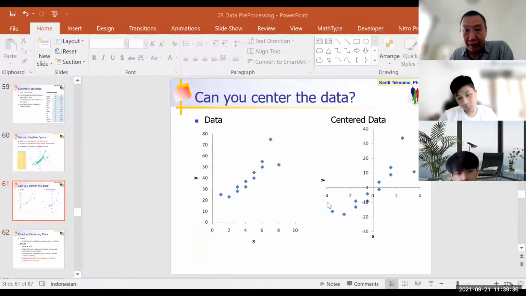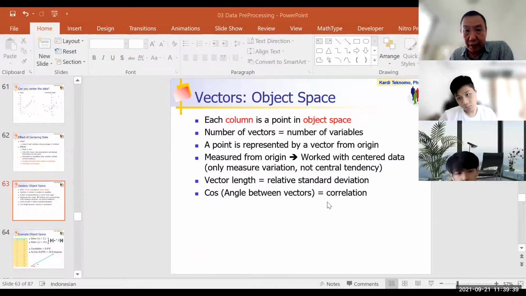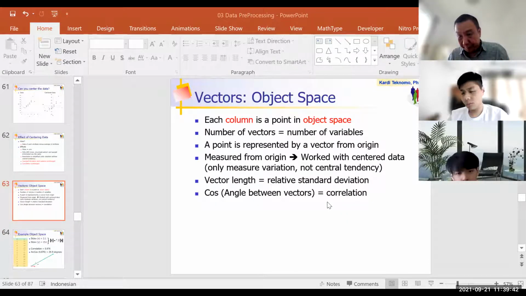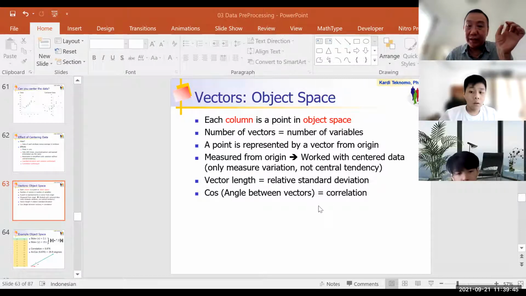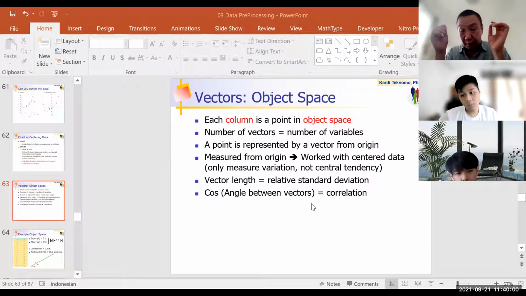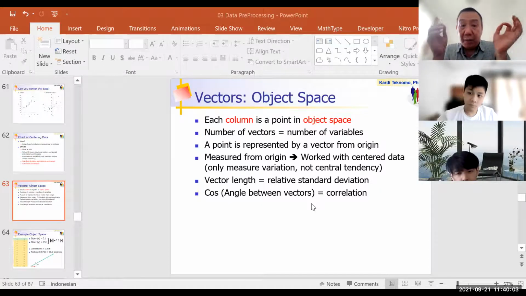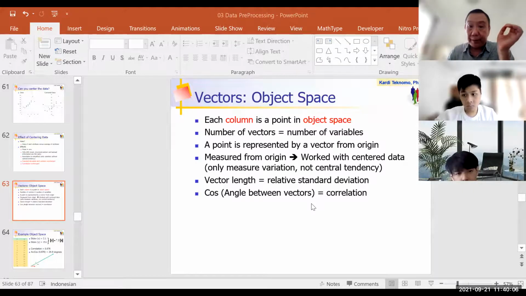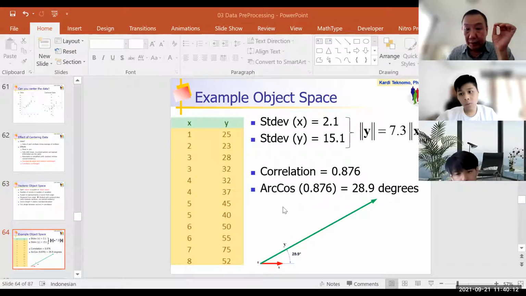Another way to look at the data is to use each column as one point. In this case, we say this is the object space. So the number of vectors is now not the number of rows, but the number of columns. Because the columns represent the variables, the number of vectors represents the number of variables. Again, one point is represented by a vector from the origin. This is the example: if you have only two variables like this, that means you have two vectors.